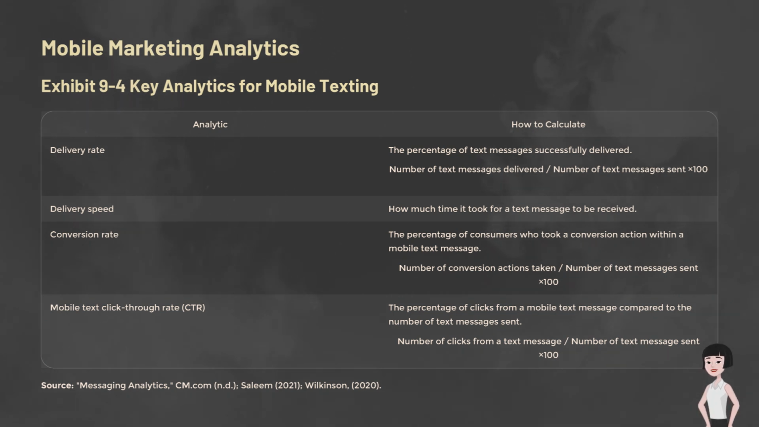Conversion rate measures the percentage of consumers who took a desired action after receiving a mobile text message. Mobile text click-through rate, or CTR, compares the number of clicks from a text message with the number of messages sent. These metrics help marketers evaluate whether text campaigns are reaching consumers, whether messages are timely, and whether recipients are taking action. Just like app analytics, text analytics help marketers improve performance over time.